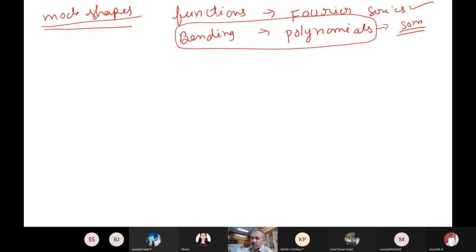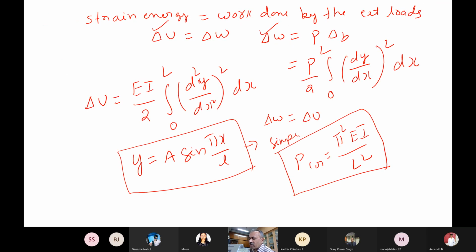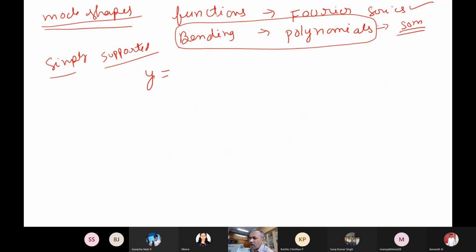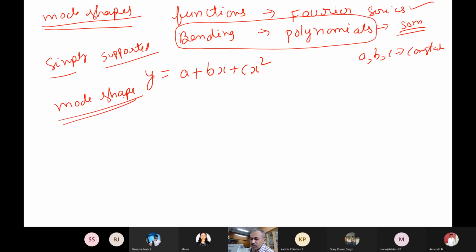Now the same problem, say the same simply supported column. If you use a polynomial approximation, what do we get? This is very interesting, because we are all accustomed to polynomials. For a bending curve, what is the order of the polynomial you have to use? Let us say for this problem I use a quadratic, a plus bx plus cx square, where a, b, c are some constants. This is my mode shape. I will assume that my mode shape is a polynomial, not a sine function.